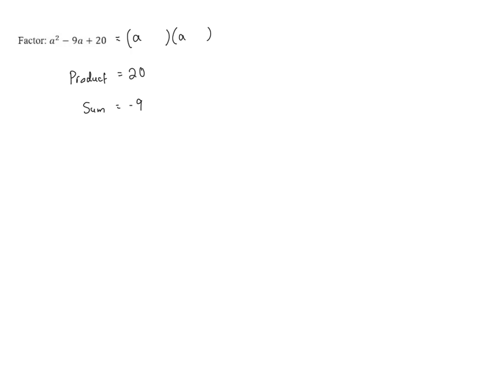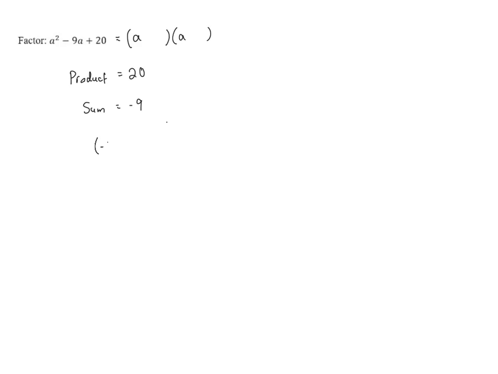Let me explain why. If these two numbers have a product that's positive, the only way we can get a positive product is if we have a positive times a positive or a negative times a negative. But if we want to have a negative sum, that's not possible if we had a positive times a positive. So the only possibilities we have to look for are a negative times a negative. So let's look at how we can get 20 as a product of two negative numbers.